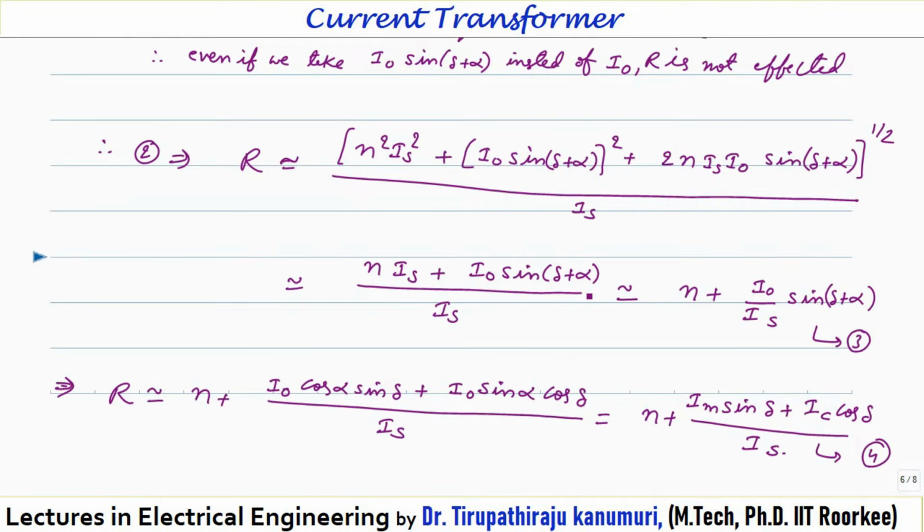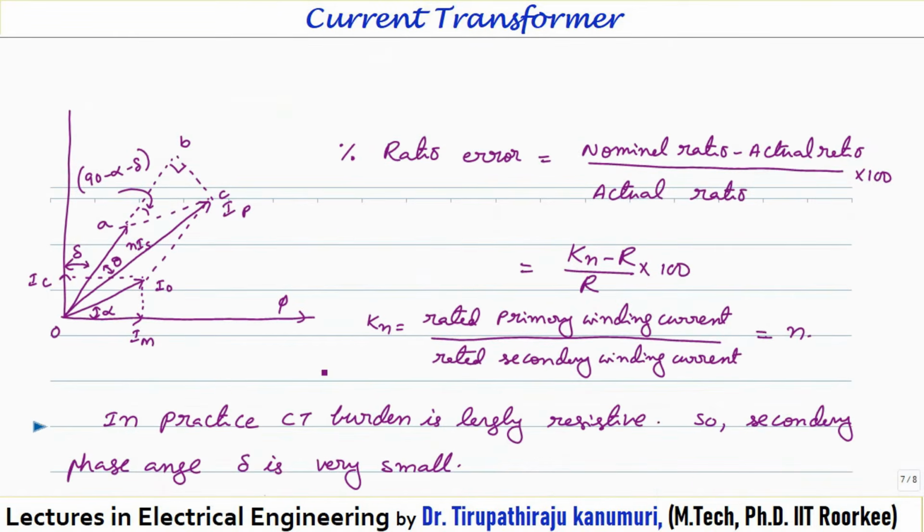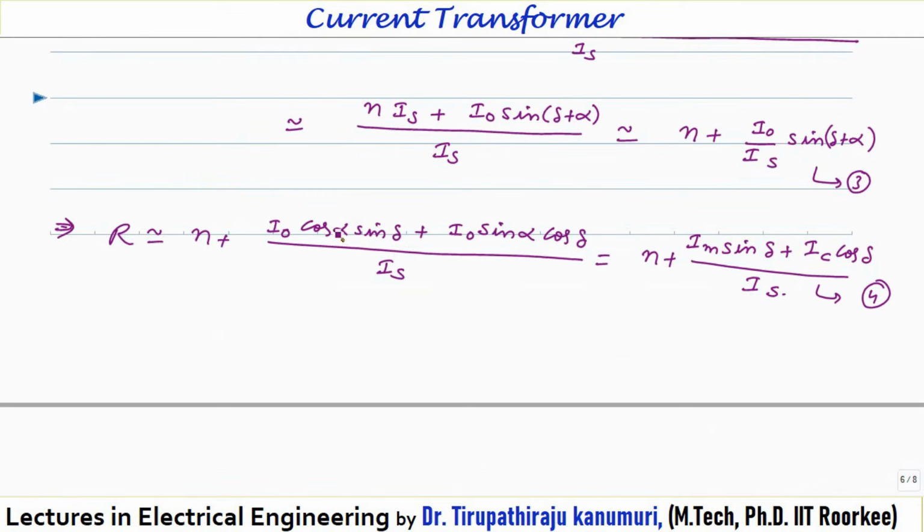Sine (A plus B) is equal to sine A cos B plus cos A sine B. So when I expand this, you will get it like this. We know the value of I naught cos alpha; you can see the diagram here. This I naught cos alpha, where this is alpha, becomes the magnetizing component. Similarly, I naught sin alpha becomes the core loss component. So I can replace I naught cos alpha with the magnetizing component of current Im, and I naught sin alpha with the core loss component Ic. Finally this comes as R equals n plus (Im sine delta plus Ic cos delta) divided by Is.